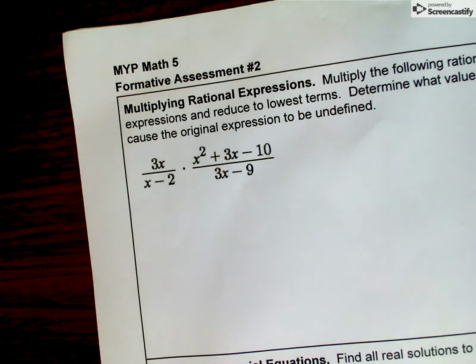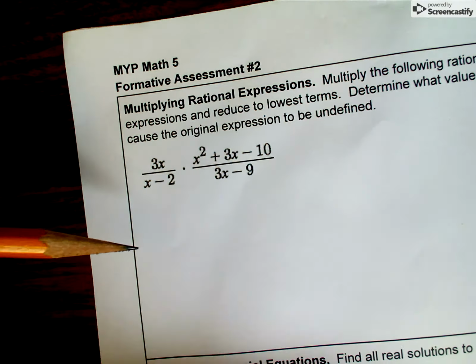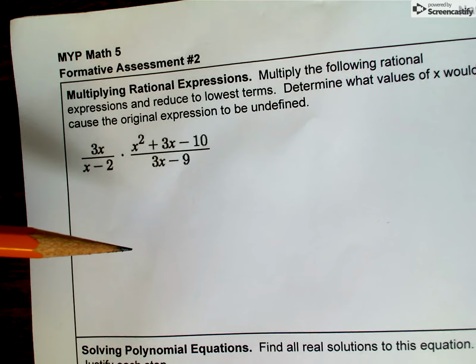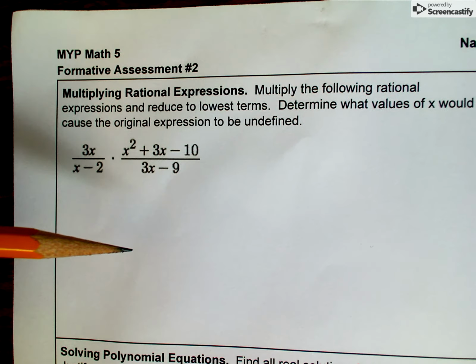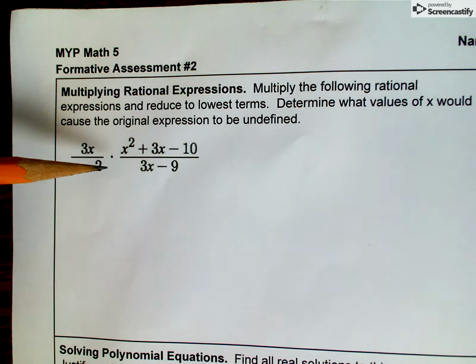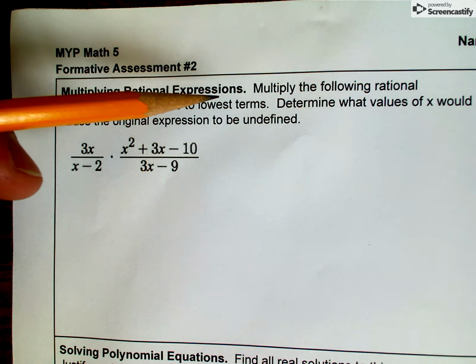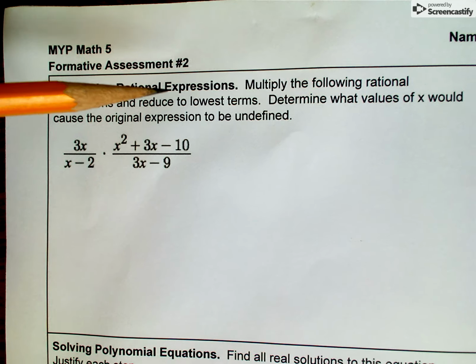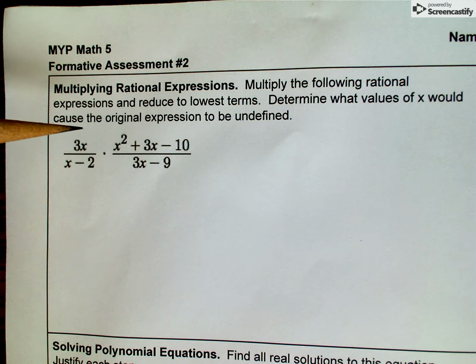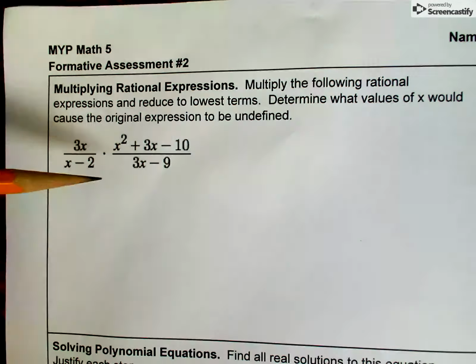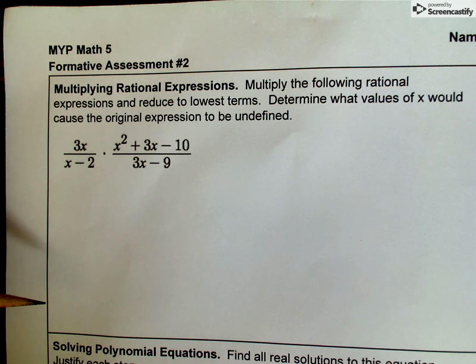On the second formative assessment, our first problem was about multiplying rational expressions. We had to multiply these two rational expressions and then reduce to lowest terms. And then we're also asked to determine the values of x that cause the original expression to be undefined. So let's start by working on this product.